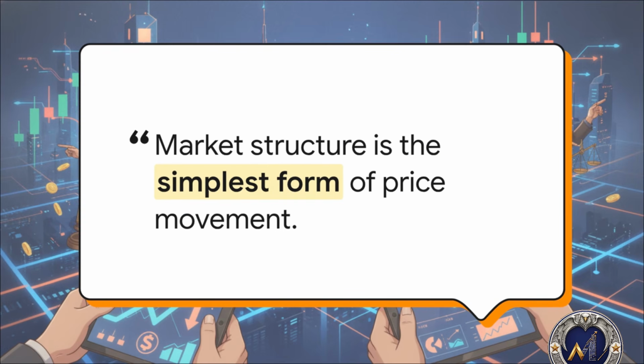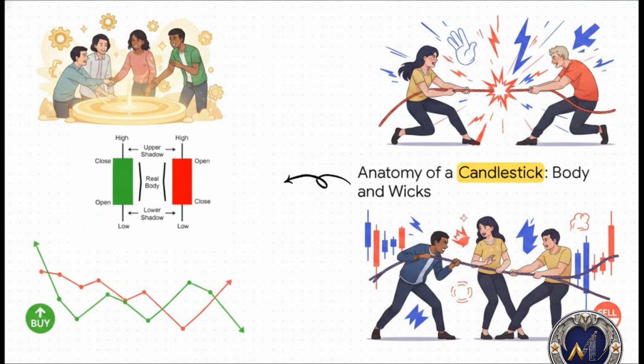Think of a bustling local market where people are actively bidding for an item. Buyers are constantly bidding higher prices to get it, while sellers are offering it at lower prices, desperately trying to find a buyer. The exact moment both the buyer and the seller agree on a fair price, a trade happens. Thousands and thousands of these tiny agreements happen every single second, and they build the very candles you're studying. Every candlestick is literally just a visual story of this agreement or disagreement between buyers and sellers at a specific moment in time. Let's break this down by looking at the pure anatomy of a candlestick.